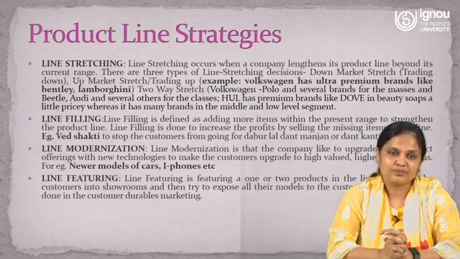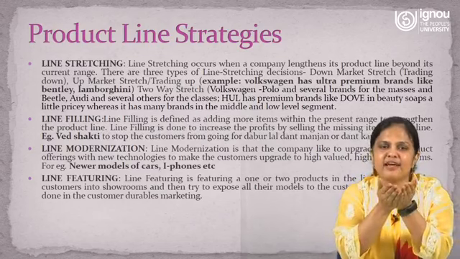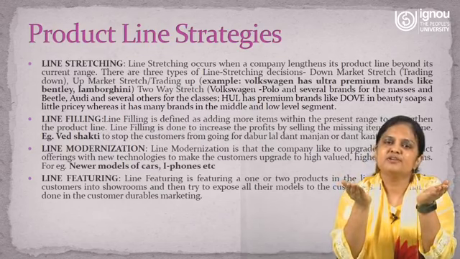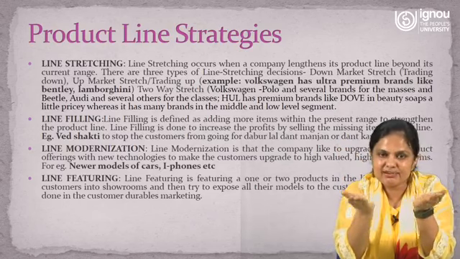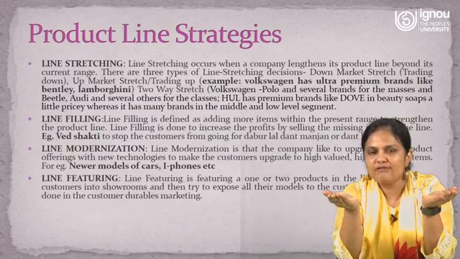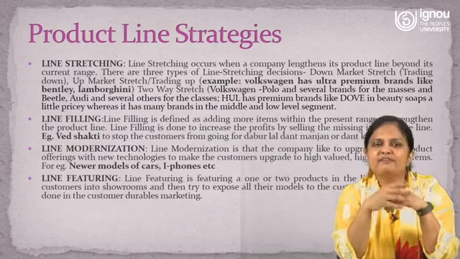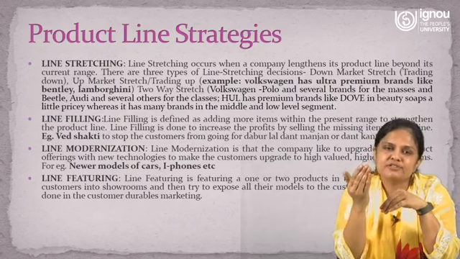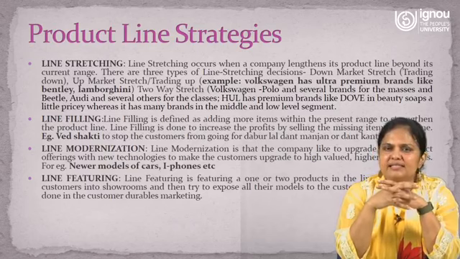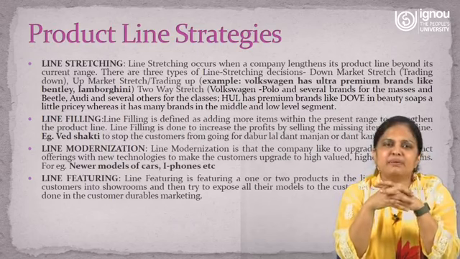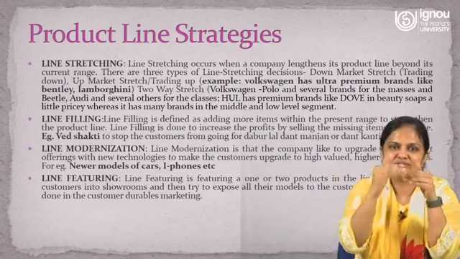or trading down. Likewise, if you are adding a variant in your product line which is high in price, you are already offering variants in a product line, and now you want to offer something of high price or premium range, then it becomes an up market stretch, which is also called trading up. For example, Volkswagen has ultra premium brands like Bentley, Lamborghini. So when they add these two, it becomes trading up.